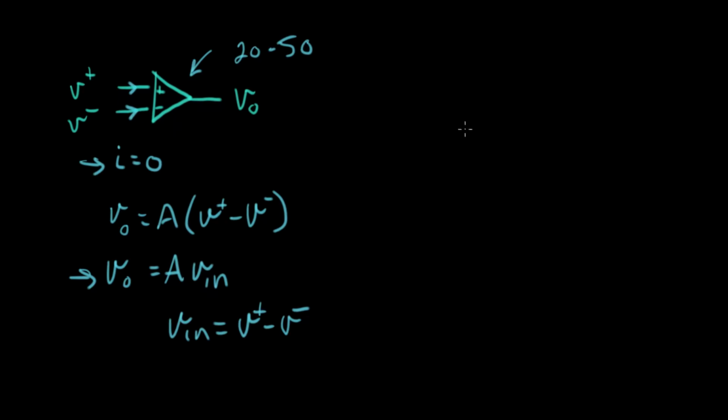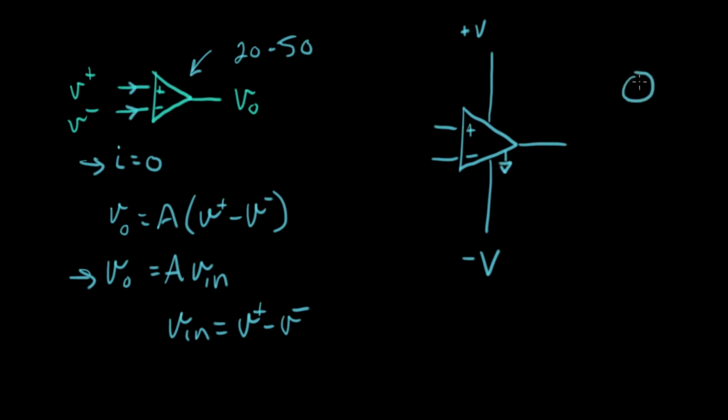So let me go into a couple more details on how this thing is actually hooked up. We have a plus terminal and a minus terminal. There are more terminals on this. There's a power supply that's plus big V, and there has to be a minus supply, typically minus V. And there'll be a ground pin. There'll be a ground node on here, like that.